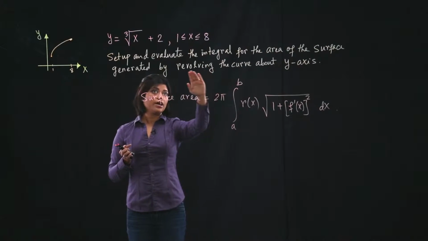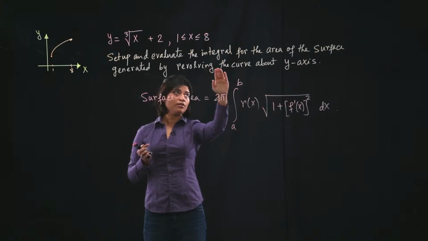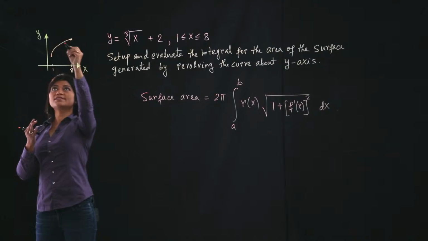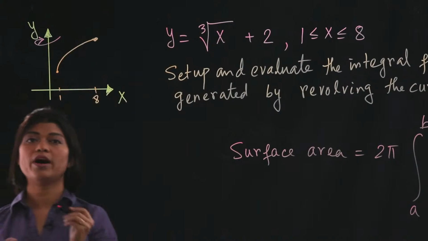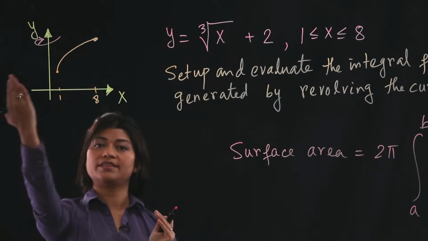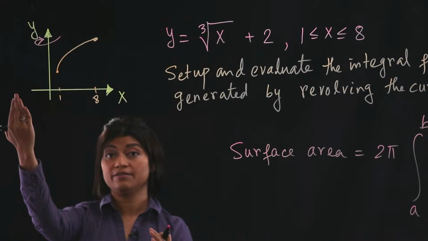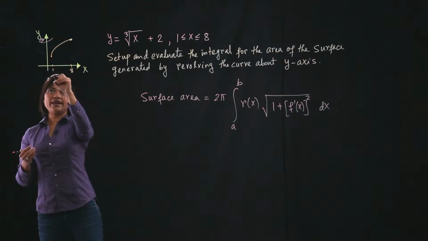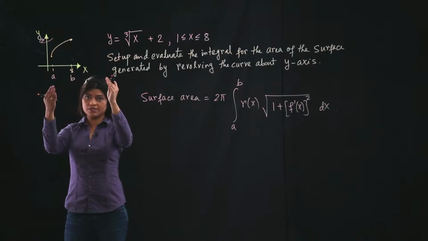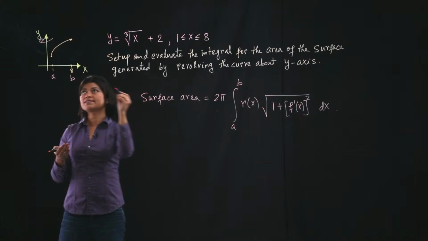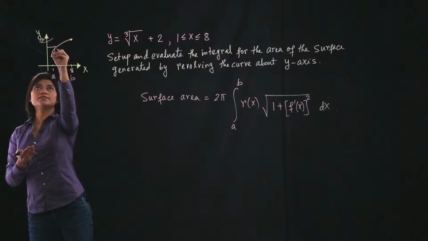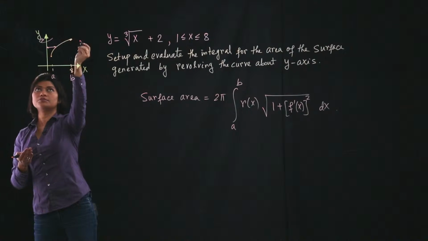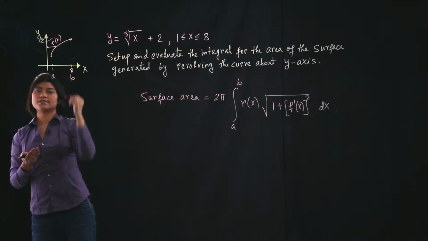Look at the question one more time. You are revolving the curve about the y-axis. So you take this curve and you're revolving about the y-axis. Then the surface that it generates, we're trying to find the area of that surface. Okay, so in this setup, of course, a and b are the limits of this interval. R of x is the distance from the axis of revolution to the curve. That is r of x.